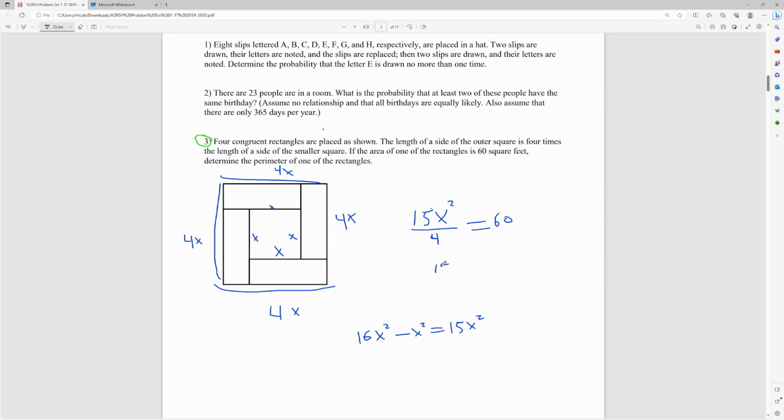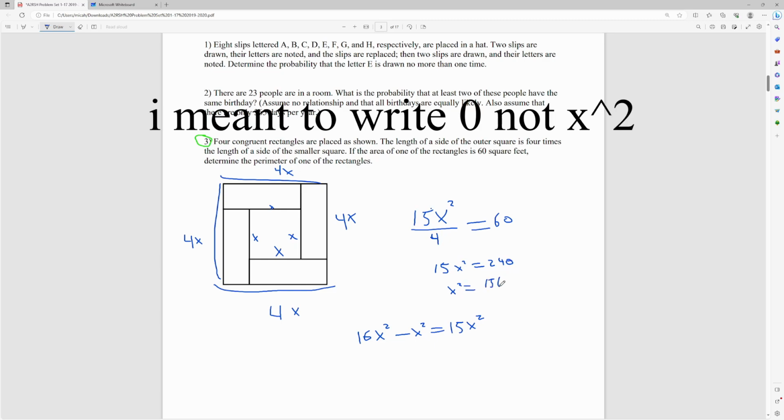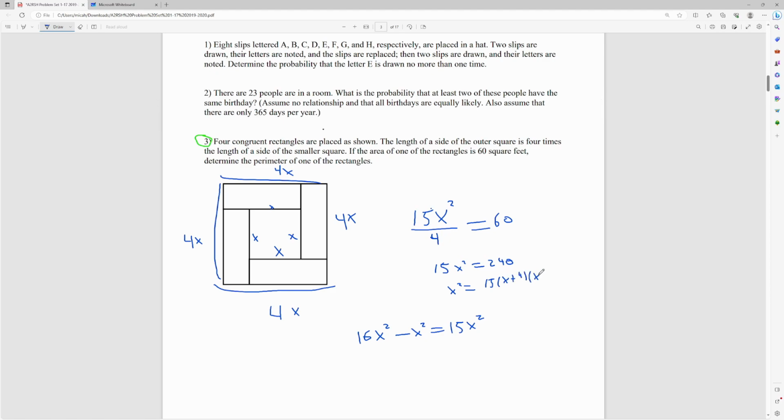Now we see that 15x squared equals 240. So we see that x squared equals 15 times x plus 4 times x minus 4. So we get x equals plus or minus 4. But now we're not done because we still have to eliminate this solution. And so we see that x equals 4. Now we need to determine the perimeter.